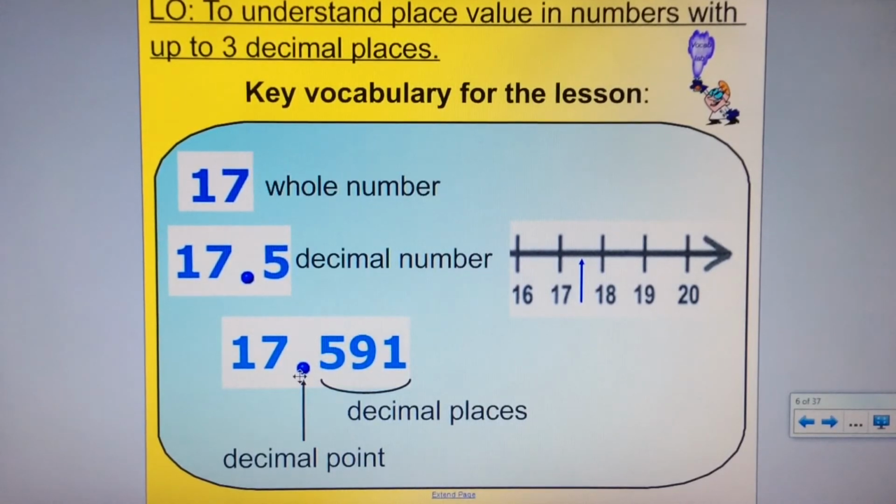So for our learning objective today, we are looking at decimal numbers with up to 3 decimal places. Okay, we can have decimals with more than that, but this will be what we look at in year 6. Last year in year 5, you looked at numbers with 2 decimal places. This year we move on and look at numbers with 3 decimal places.